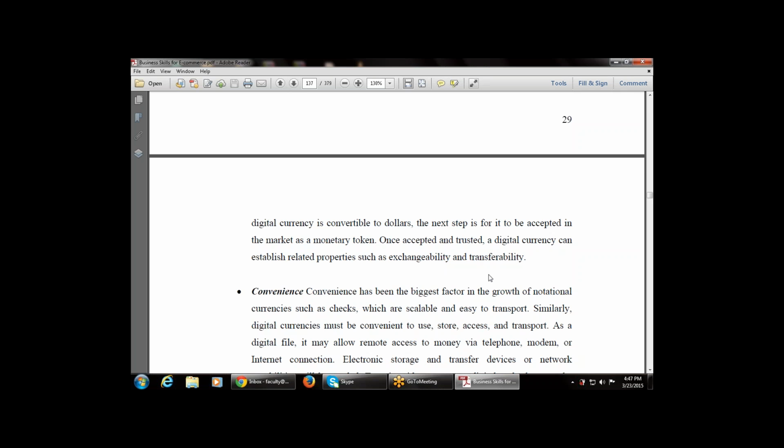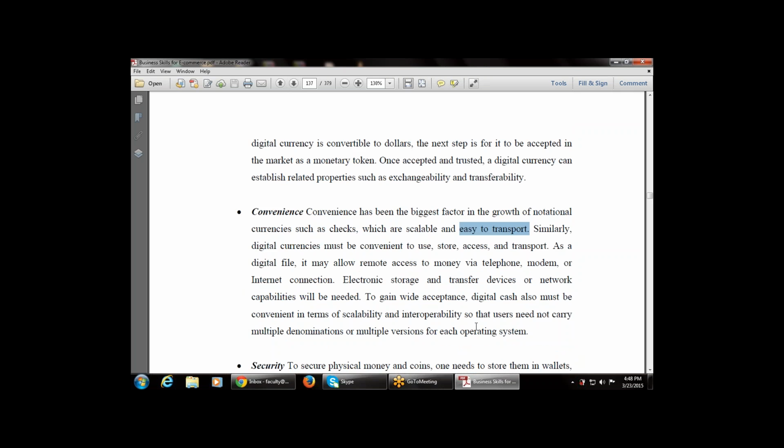The next property of digital currency is convenience. Convenience is one of the major properties of digital currency. It is one of the biggest factors in the growth of notational currencies such as checks, which are scalable and easy to transport. Similarly, digital currency must be convenient to use, store, access and transport from one place to another.